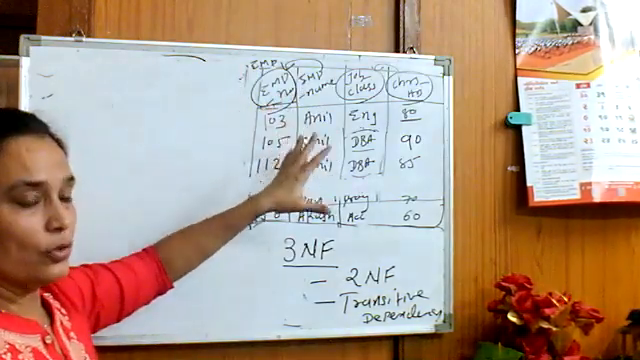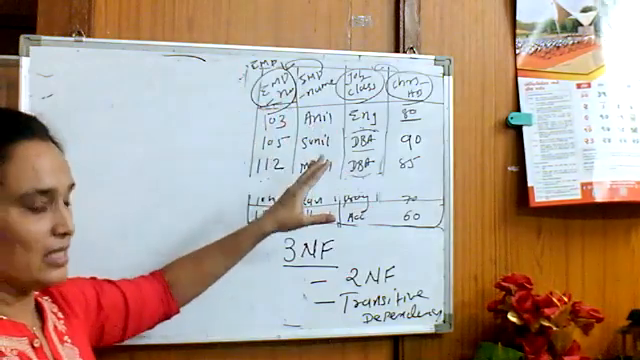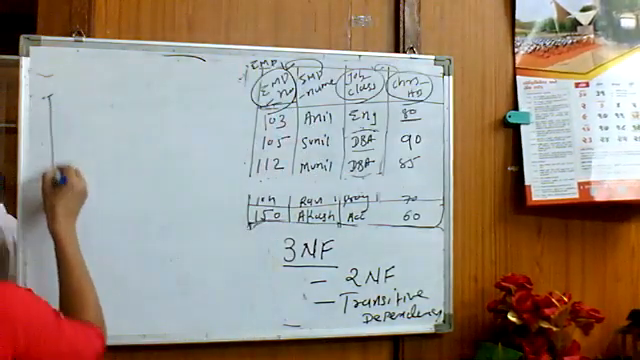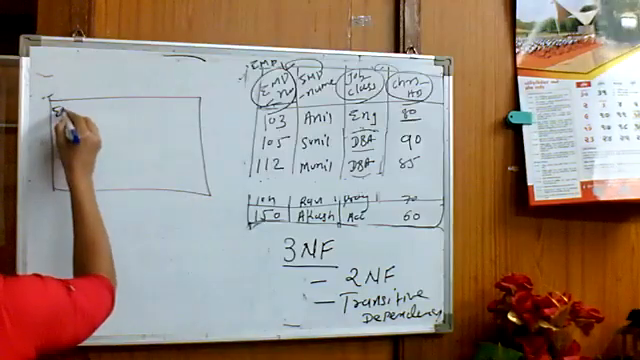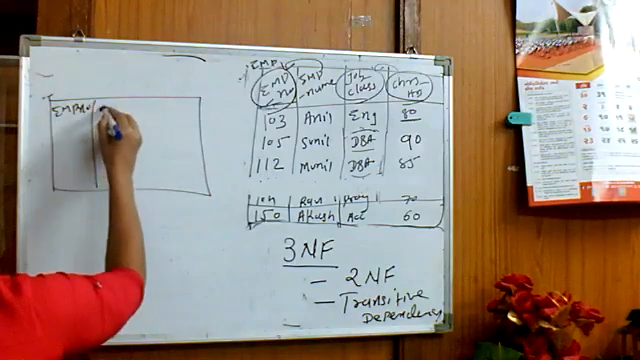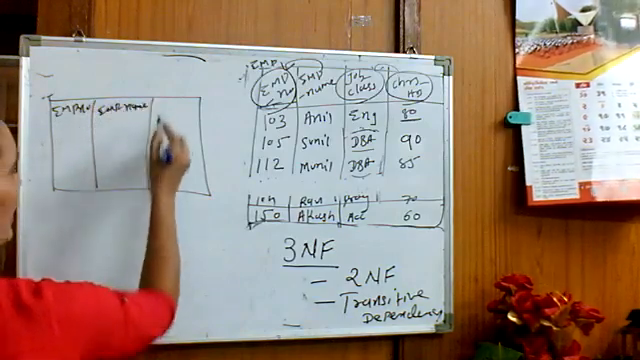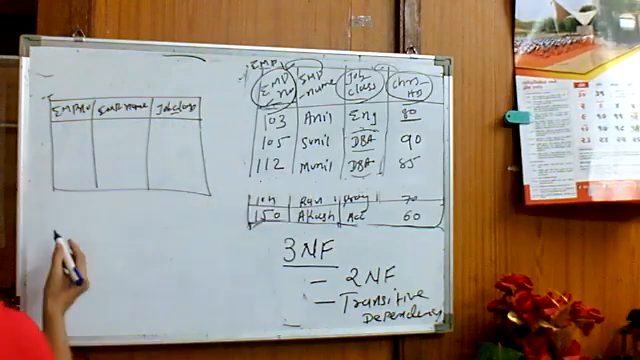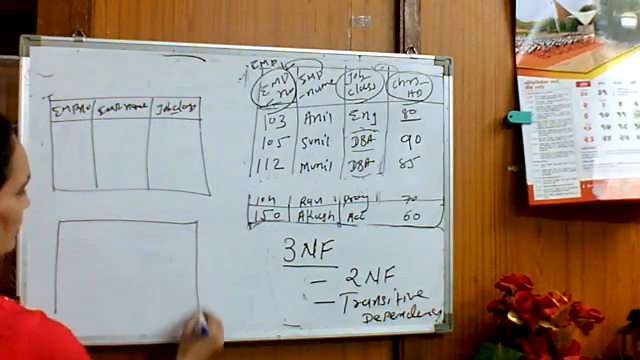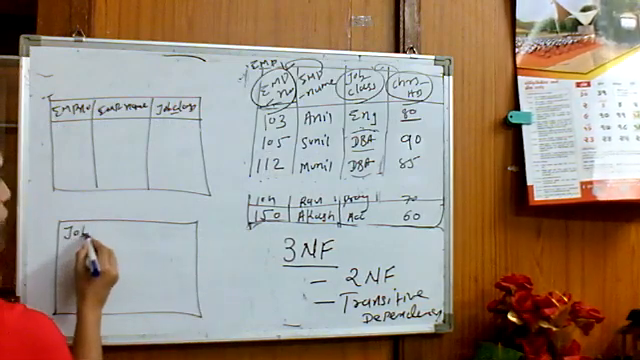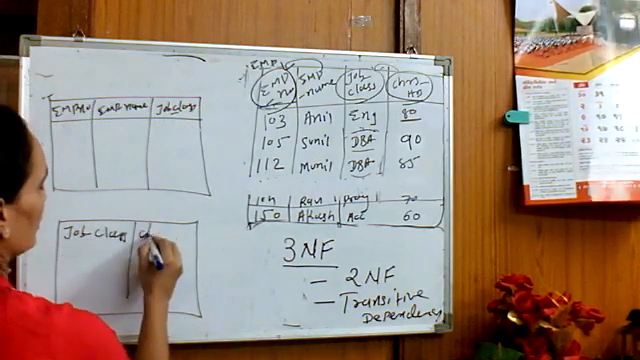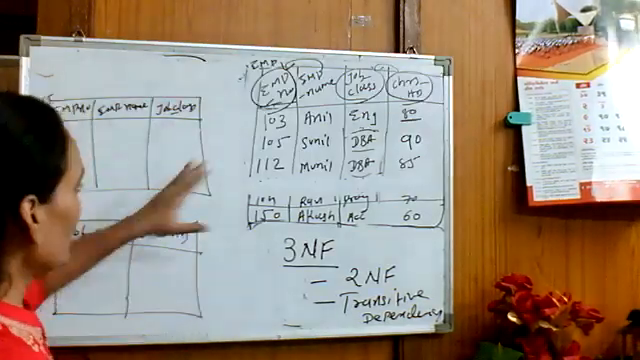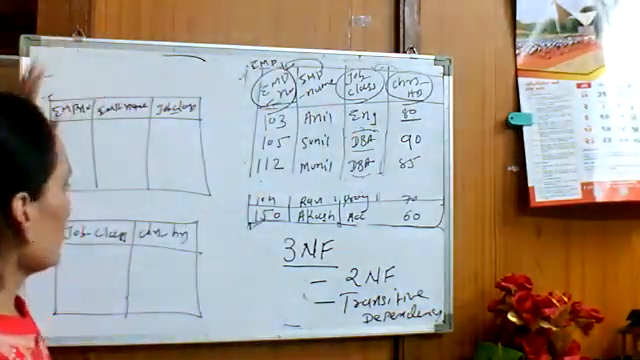To convert this table into third normal form, we have to decompose this table into different tables. Okay. Now we will convert this table into two different tables. First table: employee number, employee name, and job class. And we will convert this table into another table where one attribute is job class and the other is charges per hour. So now we can see here that we have converted this one table into two other tables.